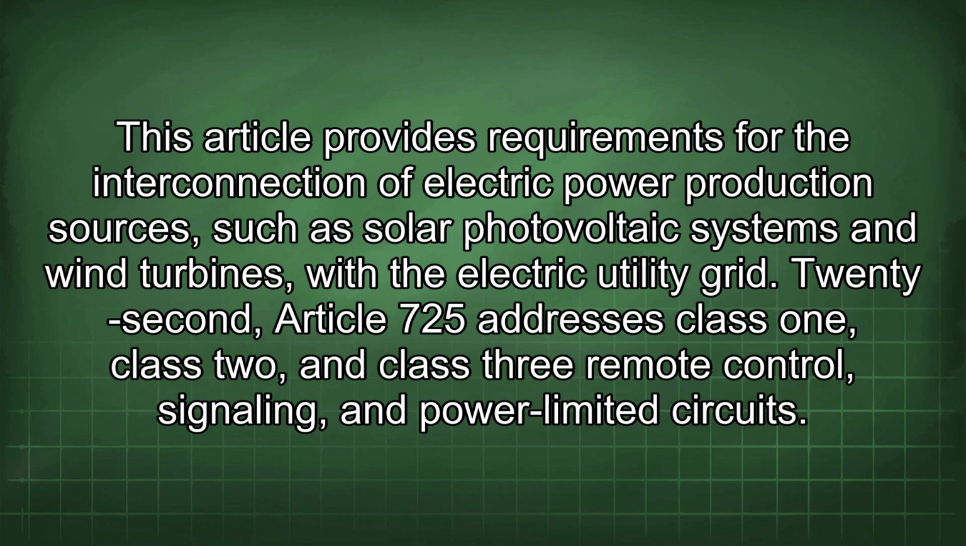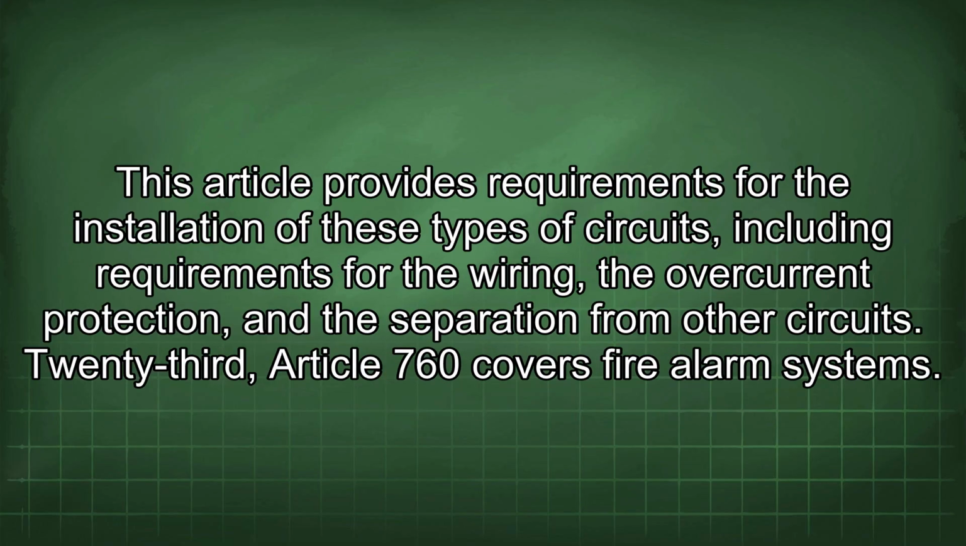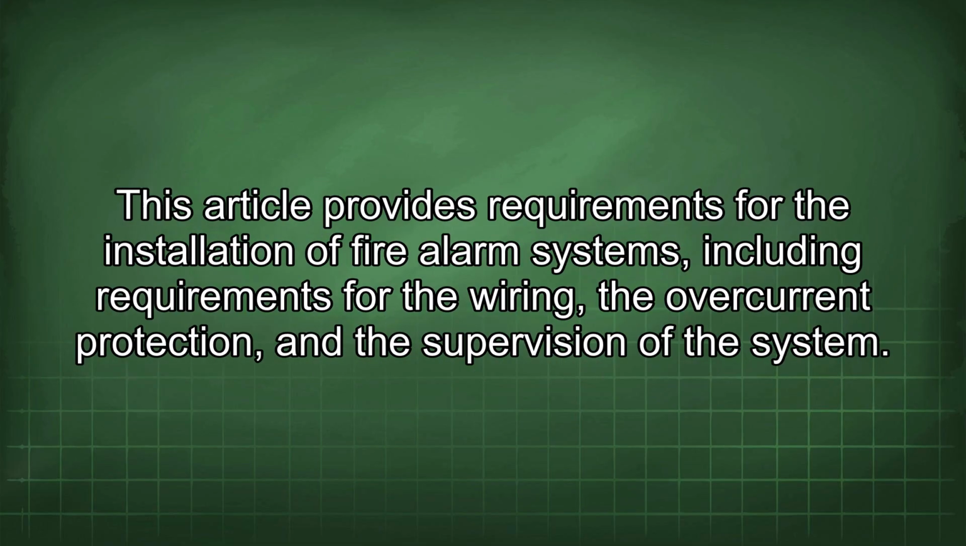22nd, Article 725 addresses Class 1, Class 2, and Class 3 remote control, signaling, and power-limited circuits. This article provides requirements for the installation of these types of circuits, including requirements for the wiring, the overcurrent protection, and the separation from other circuits. 23rd, Article 760 covers fire alarm systems. This article provides requirements for the installation of fire alarm systems, including requirements for the wiring, the overcurrent protection, and the supervision of the system.